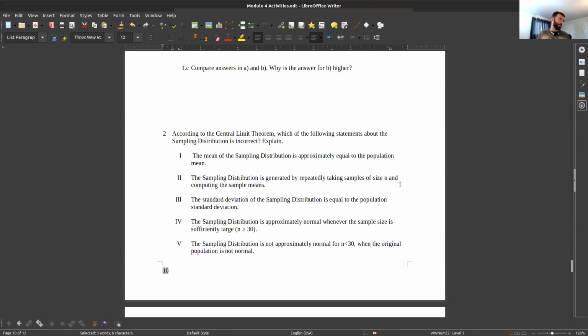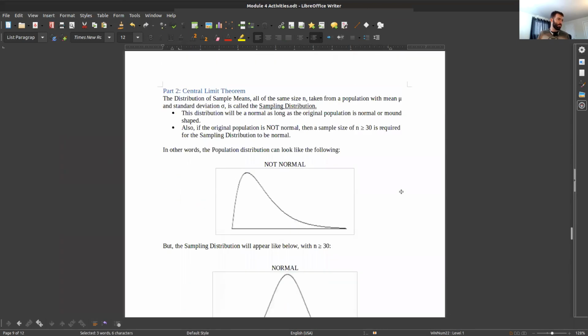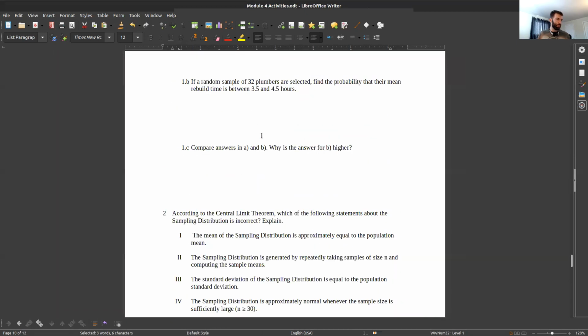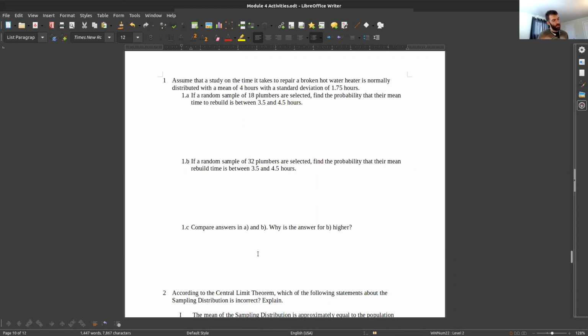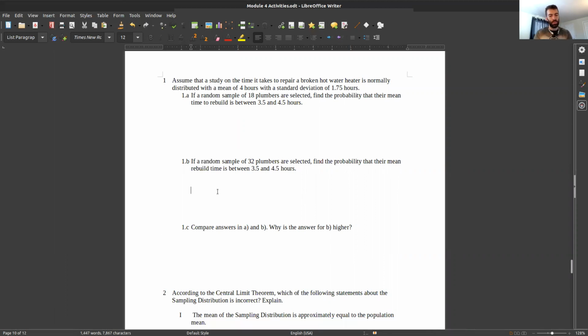Go back to this plumber problem we had. This was in part 2, central limit theorem number 1. And again, I don't have the numbers written out on my activity sheet. But what did we find when we compared these two answers from A and B? A sample of size 18 and a sample of size 32. And more importantly, that the interval straddles the mean. That the lower bound is less than the mean, is less than the upper bound.